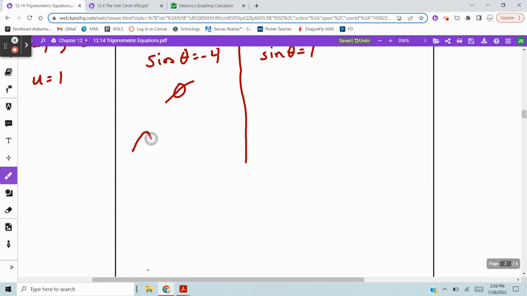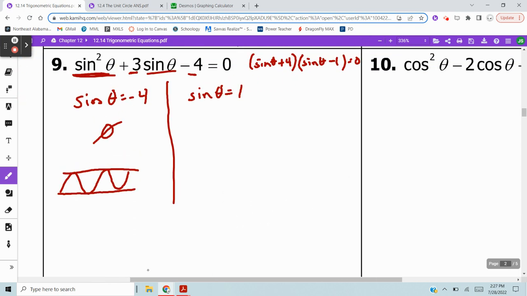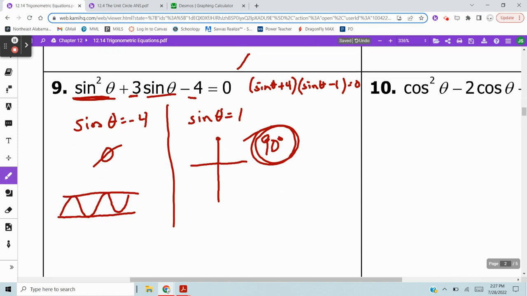Reminder of what the sine graph looks like. The sine graph has a range from -1 to +1. You will never get above +1. Sine will never go below -1. So therefore, what gives you a sine of -4 is non-existent. Now, what gives you a sine of 1 is a quadrantal angle once again. The only angle that gives you a sine or a y value of 1 on the unit circle would be a 90-degree angle. So that's going to be your only answer from 0 to 360.